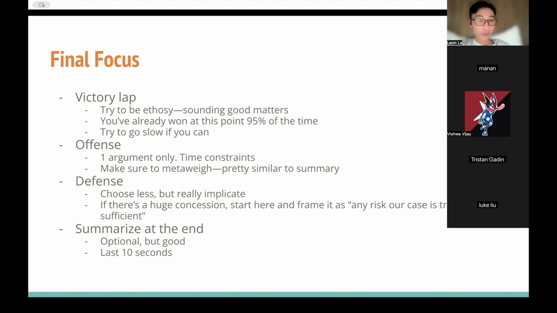In terms of what to go for in final focus, offense wise, you should go for only one argument because there are so many time constraints. And you should always make sure to meta weigh, or say why your weighing mechanism comes before theirs. For example, two common meta weighing mechanisms for time frame are that A, intervening actors can solve their argument in the future, so you should always prevent the earliest existential risk because that presents the least time for people to solve it in the future.